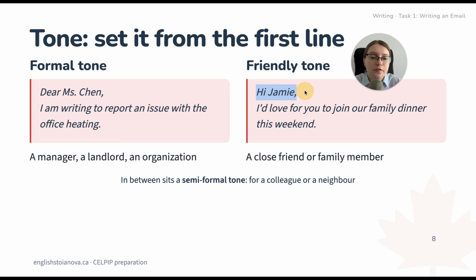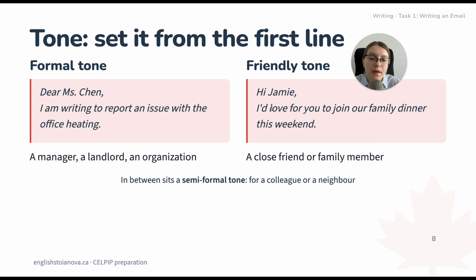And then here, friendly tone. So for example, you're replying to an invitation. Hi, Jamie, comma, I'd love for you to join our family dinner. Or in this case, you are inviting. Yeah, this is the example of invitation, but maybe you're replying to an invitation. And this would be another type of email, which is, like I said, very close to the concept of inviting somebody or responding to an invitation. So make sure you practice and train for those types of emails.